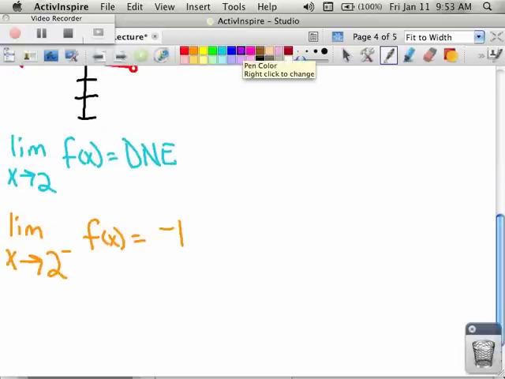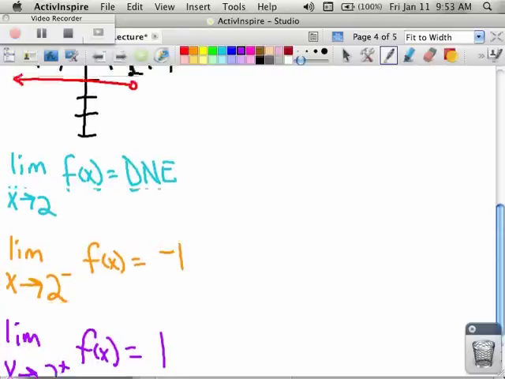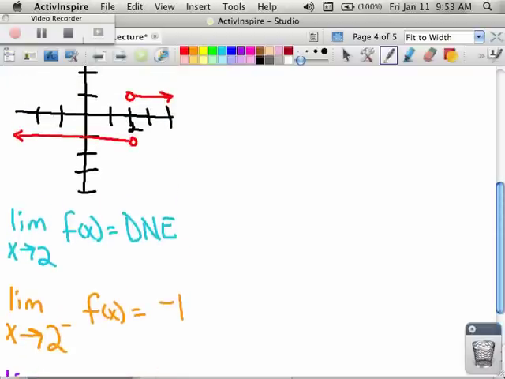Next question. What is the limit as x approaches 2 from the right-hand side, or the positive direction, of that function? Adira? Positive 1 is correct, because as I come in from the right-hand side, all of the y values are +1.